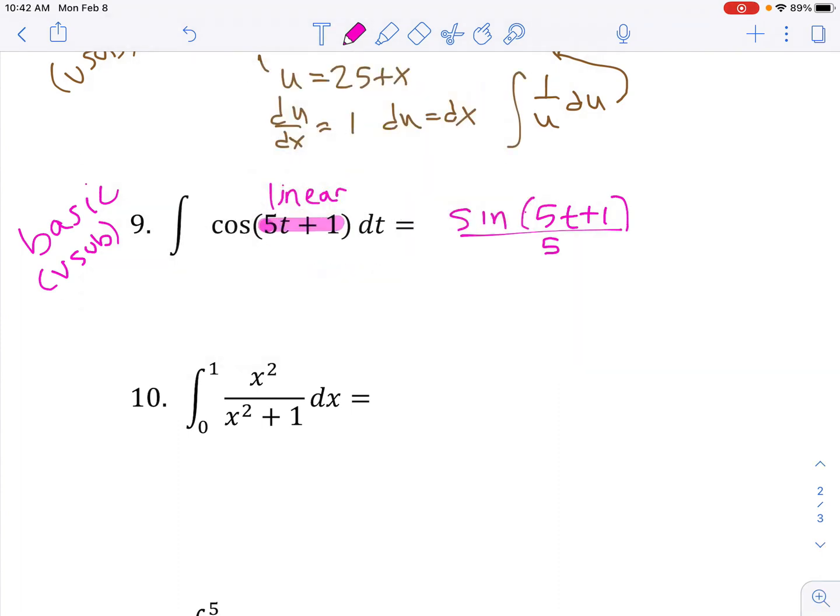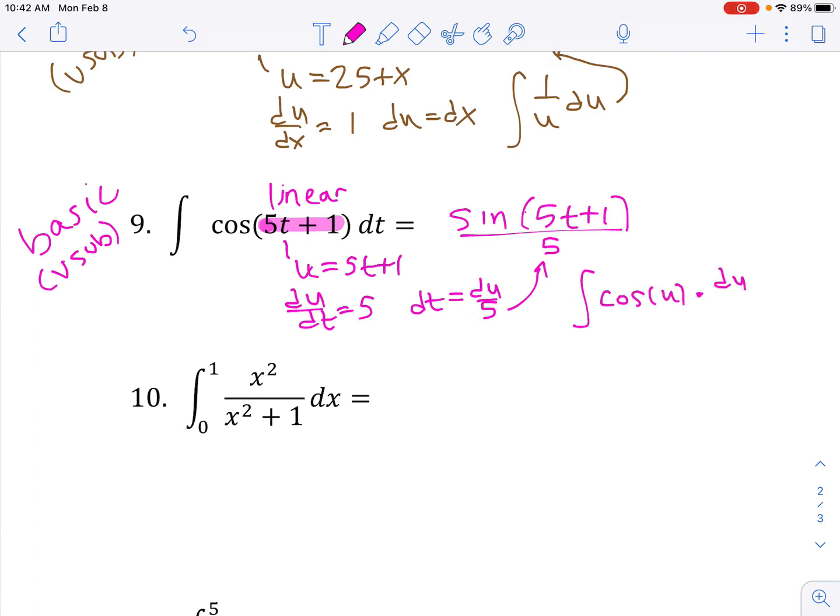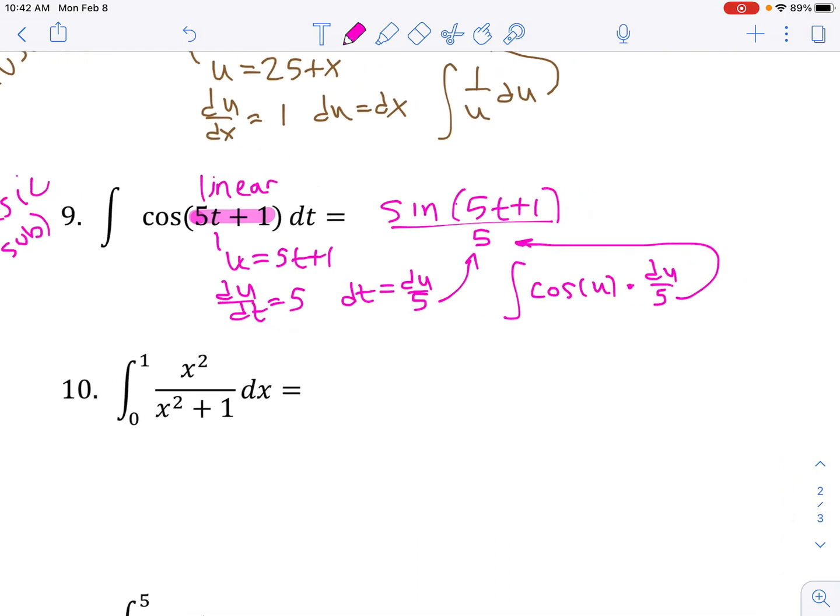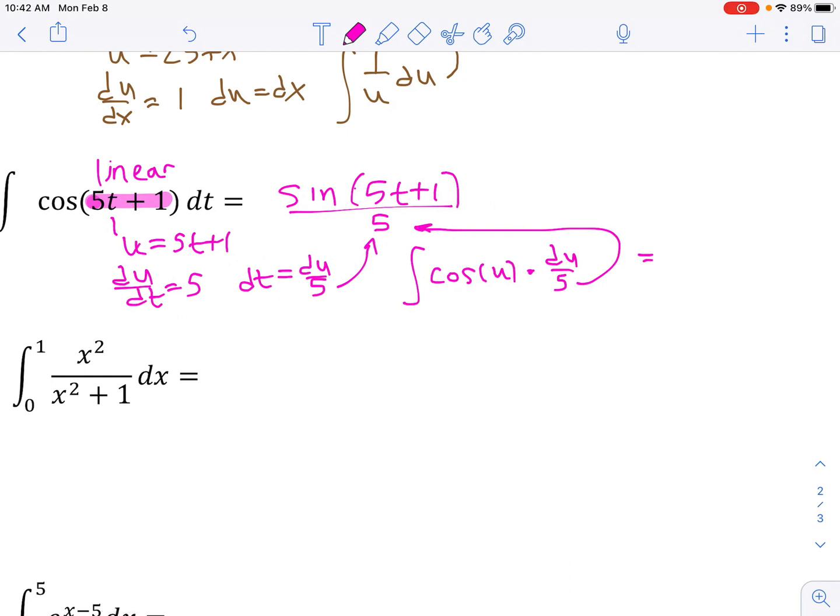So let's call this u. Let's make u 5t plus 1. Then du dt is 5, which means dt is du over 5. So you can kind of see where that 5 in the denominator comes from, right? Because when we do this substitution, we're going to say this is a cosine u times du divided by 5. And that's why I'm saying we can just divide by the derivative of the inside, because that derivative ends up being a constant, and that constant can just slide right out of the integrand.